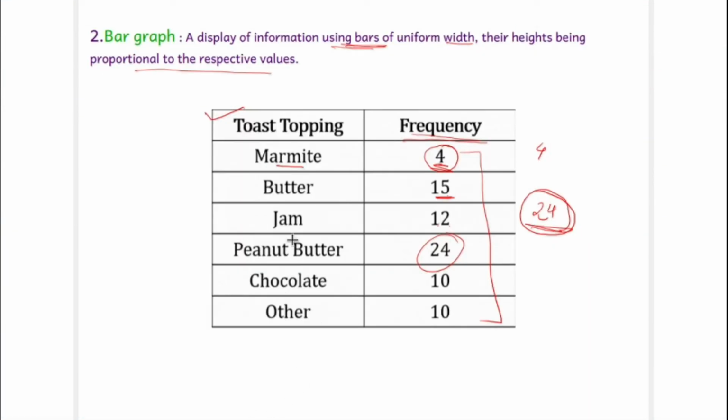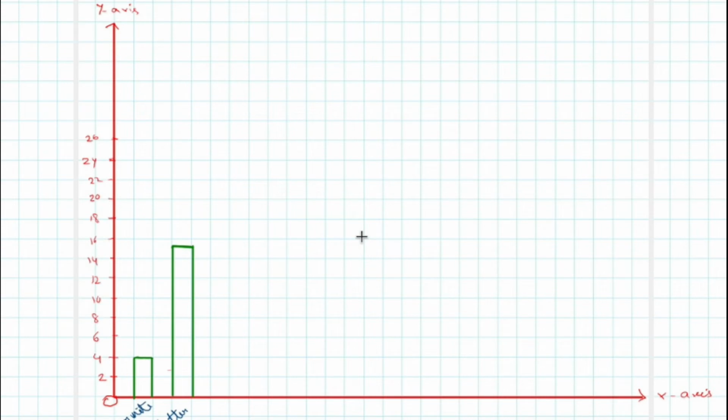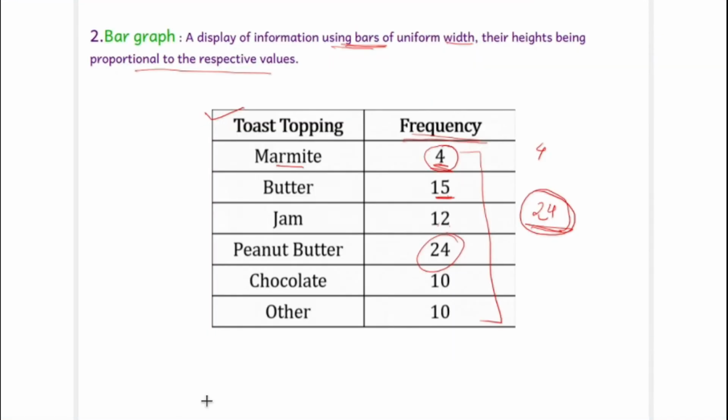Next one is jam. It is 12. Jam is 12. So where is 12? This is 12. After leaving one box, we will mark here at first. Then we will make the bar. So this is done, and we will write that is jam.